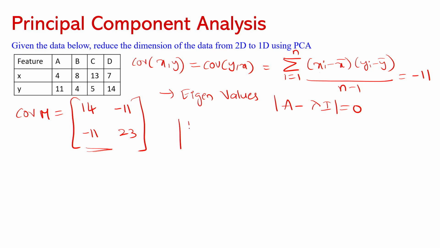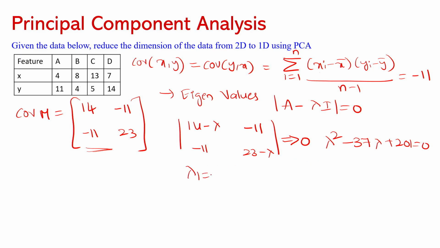So, take the determinant of [14 minus lambda, minus 11; minus 11, 23 minus lambda]. If you find the determinant and equate it to 0, you get the equation lambda square minus 37 lambda plus 201 equal to 0. If you solve this equation, you get lambda 1 as 30.3 and lambda 2 as 6.6. So, we found the eigenvalues. Now, we have two eigenvalues because we have 2-dimensional data. Whichever is the largest eigenvalue, for that you find the eigenvector.